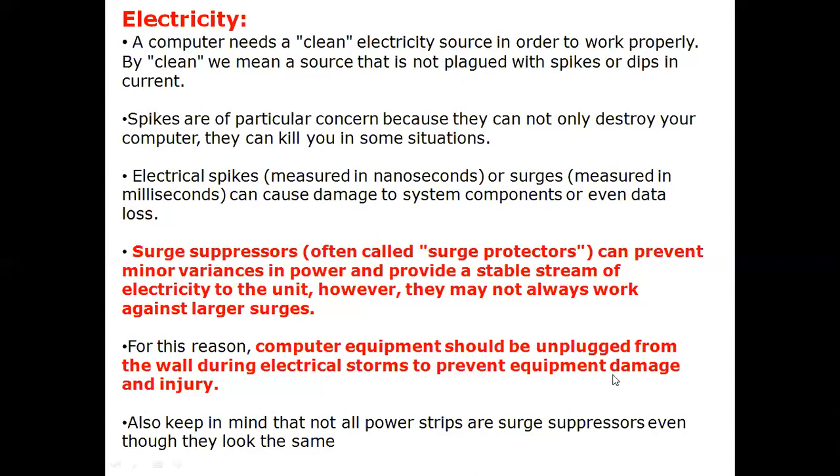Computer equipment should be unplugged from the wall during an electrical storm. If there is a high fluctuation in the voltage or in the current, then you should always unplug your computing equipment from the wall during the electrical storm to prevent equipment damage and injury. Also keep in mind that not all power strips are surge suppressors, even though they look the same. It may be possible your power strips look like surge suppressors, but actually they are not.